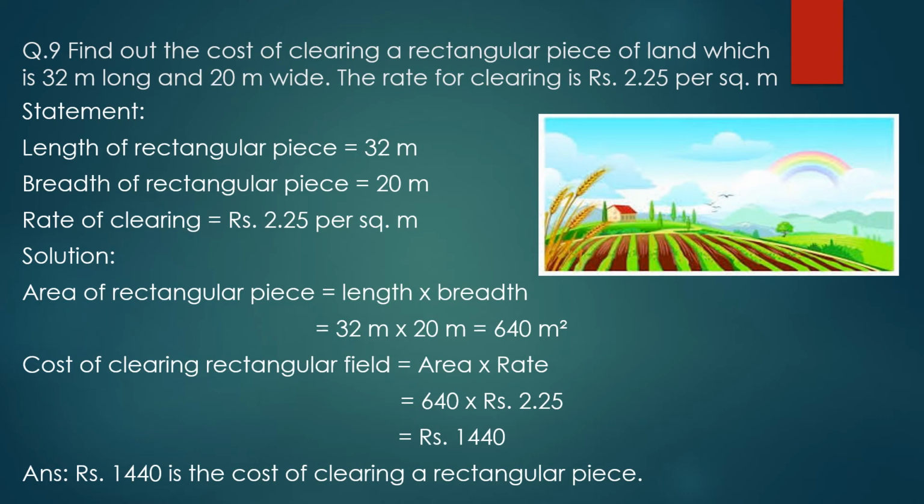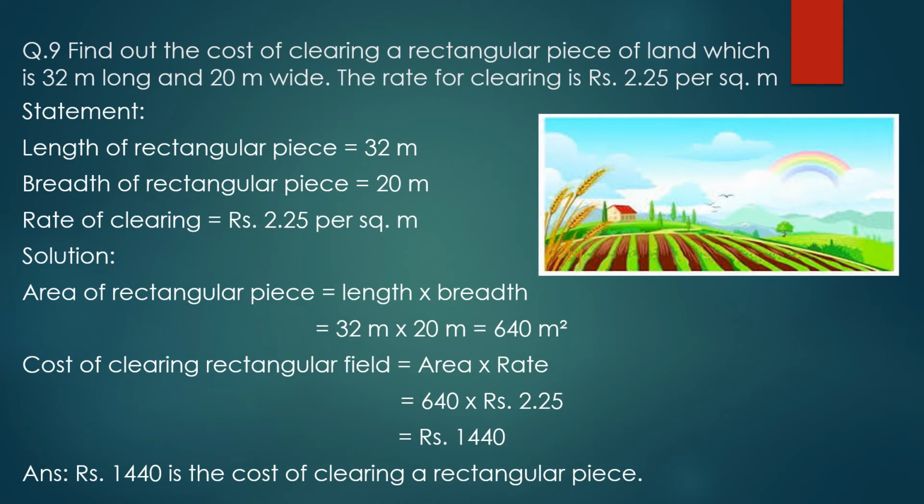Now we all know, children, in a farm after harvesting and all, we need to clear the land. So this is nothing but clearing that land, which is a rectangular shape. Now first of all we have to find the area of the rectangle. So after writing the statements, we have to find the area of the rectangle, which is length into breadth. Here length is 32 meters and breadth is 20 meters. So our total area is now 640 meters square.